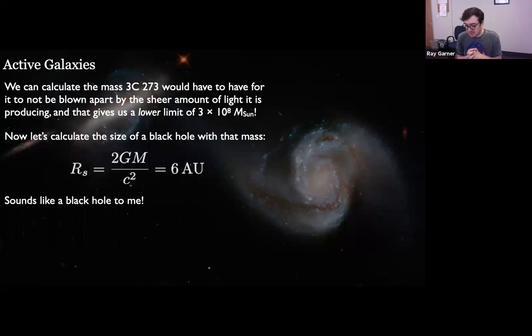And this will generate incredible amounts of energy. The most energy efficient black holes can release about 40% of their mass energy. So 40% of 300 million solar masses is a lot of energy. And this also accounts for this very small size.